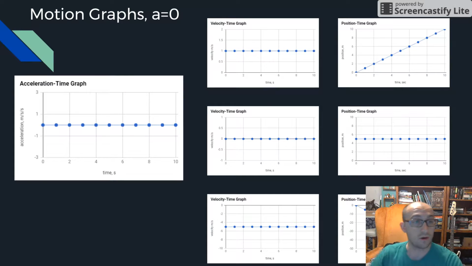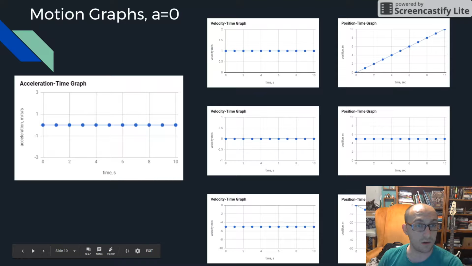Let's talk about zero. If we got an acceleration that is zero, and it stays zero, we got three things that could happen to velocity. Either the velocity starts positive and it stays positive forever, or it's zero and it stays zero forever, or it's negative and it stays negative forever. Each of these velocities is going to have an effect on the position. So let's start here with zero.